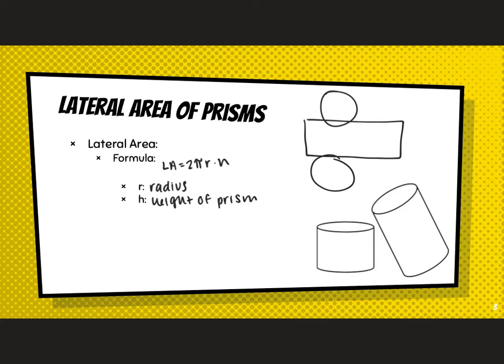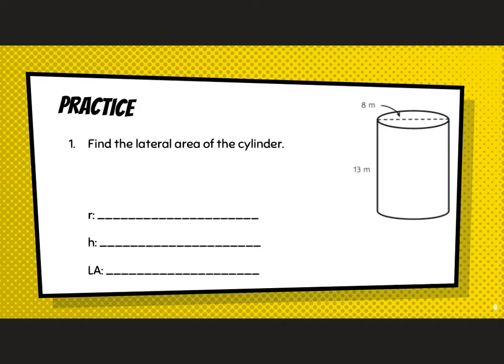You don't have to know this. I just wanted you to know where it came from. You just need to know this lateral area formula and how to use it. So let's look at the cylinder over here. First things first, I need to figure out what the radius is. The radius, remember, goes from the center of your circle to a point on the circle. We are given the diameter, and I only want the radius. I only want half of this. So to find that, we're going to take 8 and divide it by 2, and that gives me 4. So my radius is 4 meters.